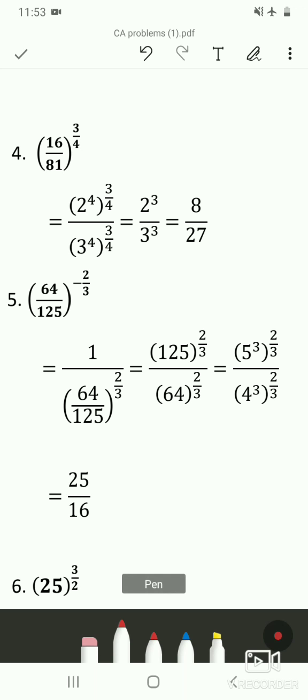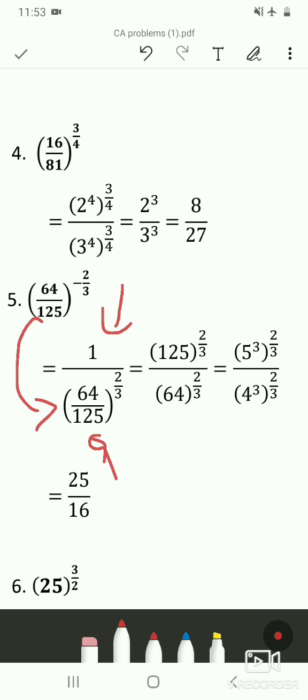Here the problem is 64 upon 125 whole raised to minus 2 by 3. So here there is a negative symbol, that is we have to use the negative index law. We know that a power minus m can be written as 1 upon a raised to m. So we are using that formula over here. So using that formula in this step we'll get it as 1 upon 64. Here 64 is nothing but a.